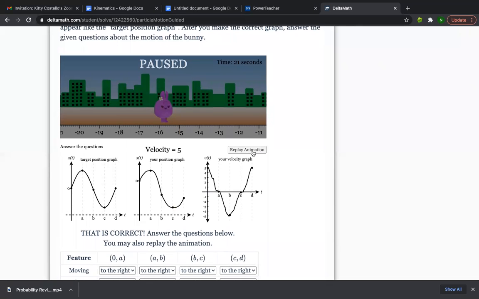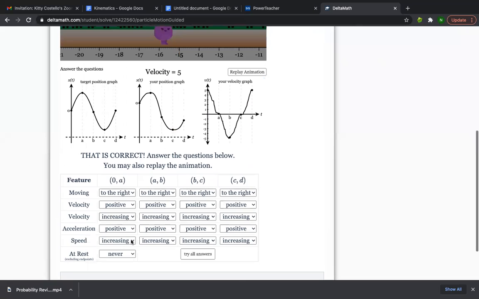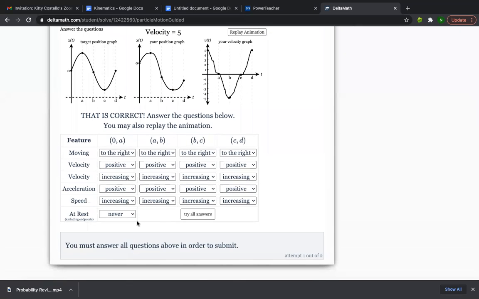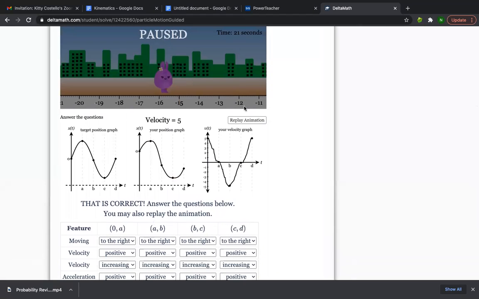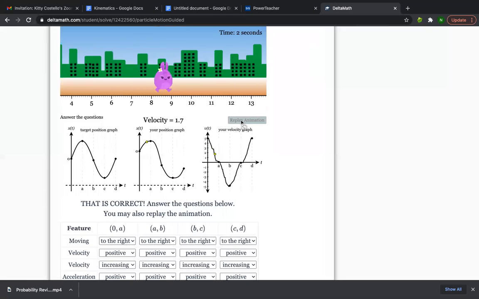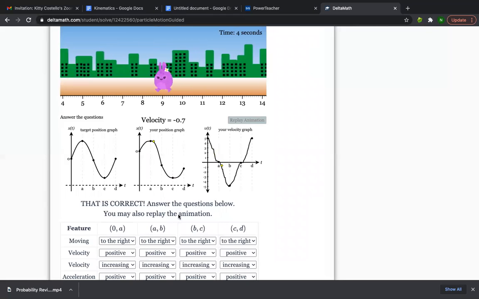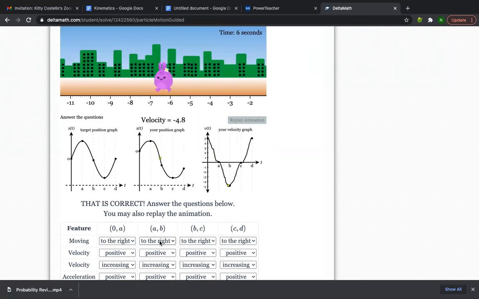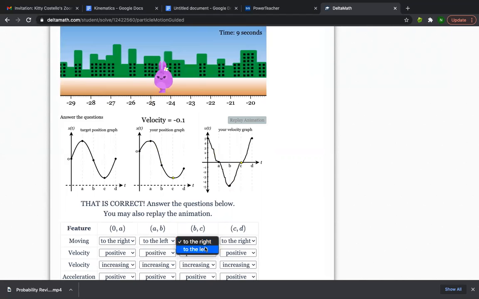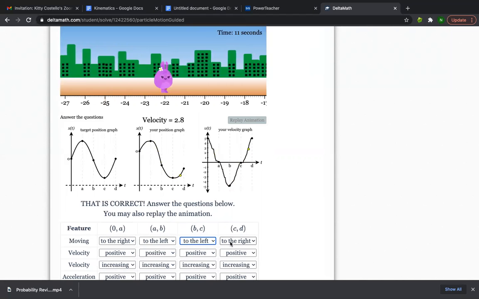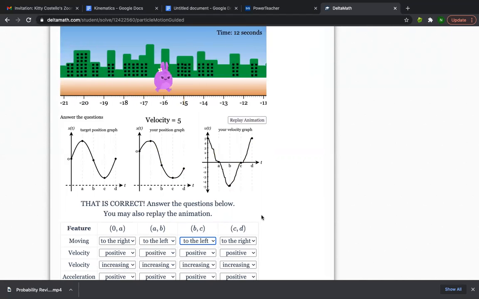But now the cool thing about being able to answer these questions, I pretty much answered all of them for you, but we can go through them together as well, by watching our animation again. So this first question: from 0 to A, is the bunny moving to the right or to the left? Well, I see that it's moving to the right. And then from A to B, it's moving to the left. From B to C, it's still moving to the left. And from C to D, it's moving back to the right.